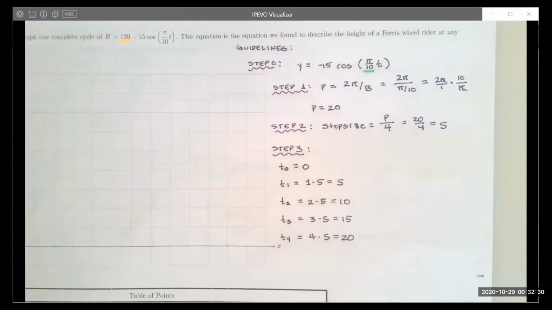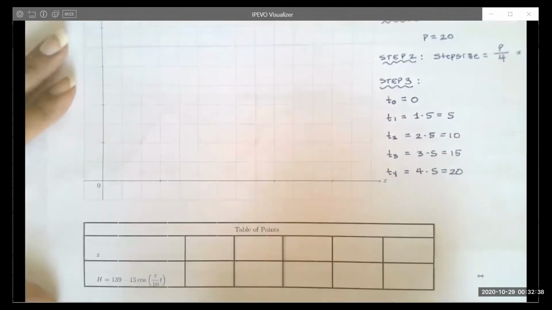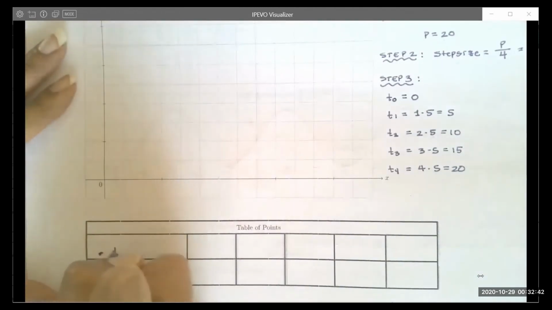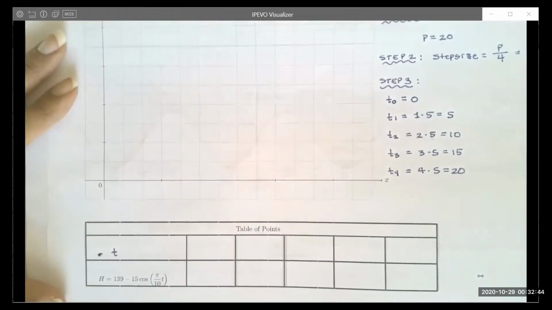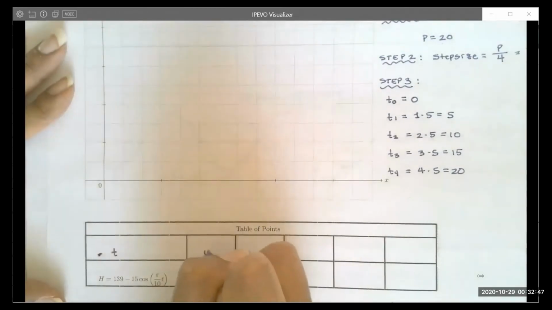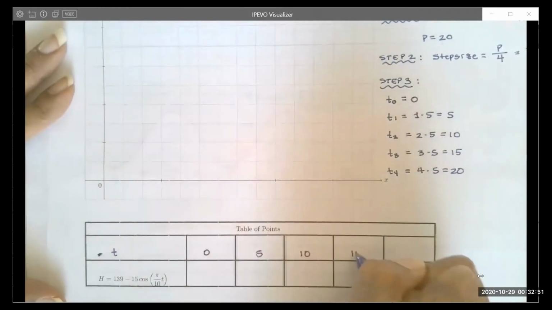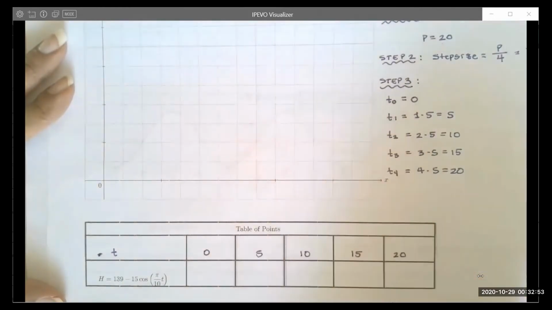Okay, so now that we have those t values, we're going to transfer them over onto the table of points. And there is a typo here. We can just change this. Instead of x, we're now dealing with the variable t. The first t value is 0, then 5, 10, 15, 20.